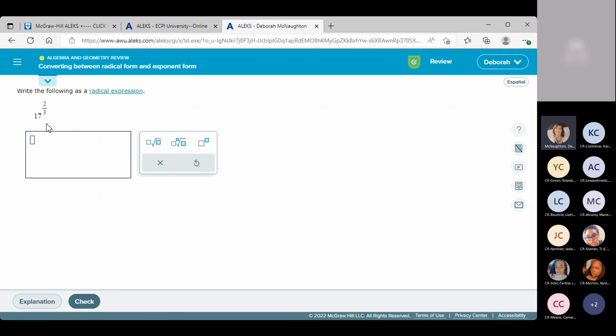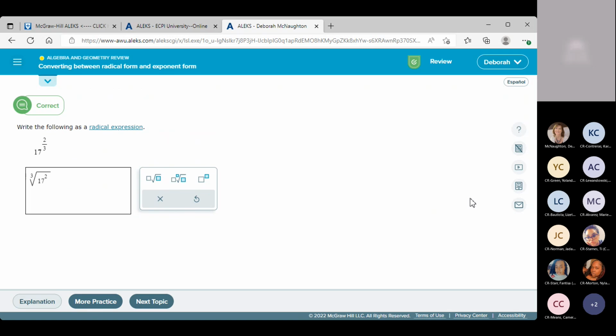I'll probably need a power again. And then again, to convert it from these, the numerator is the power, the denominator is the root. So for these, you want to use this, and we're going to do the 3rd root of 17 squared. So I just wanted to make sure that you guys understood how to enter those into Alex.